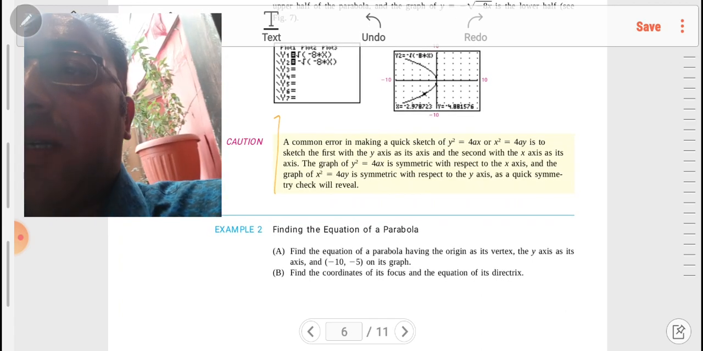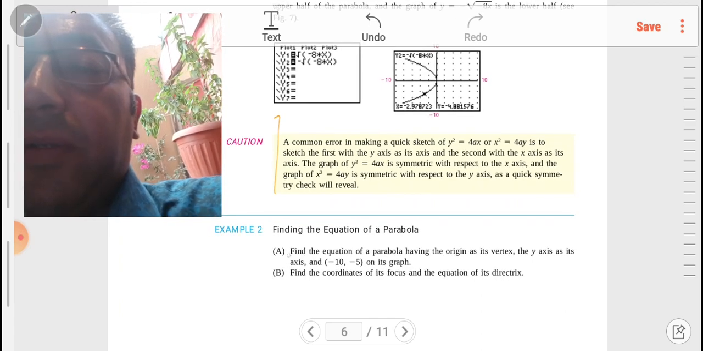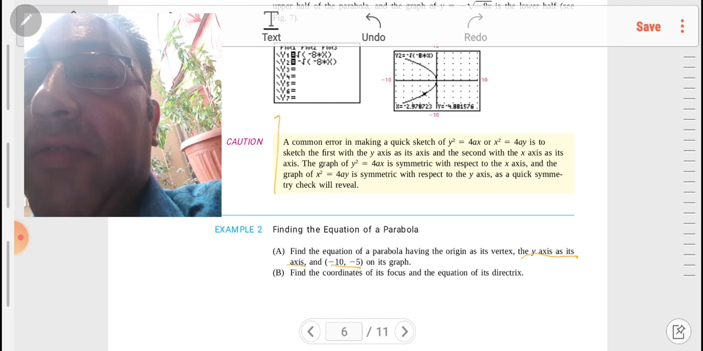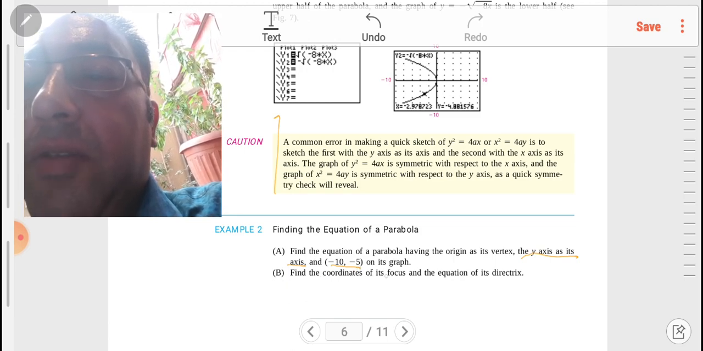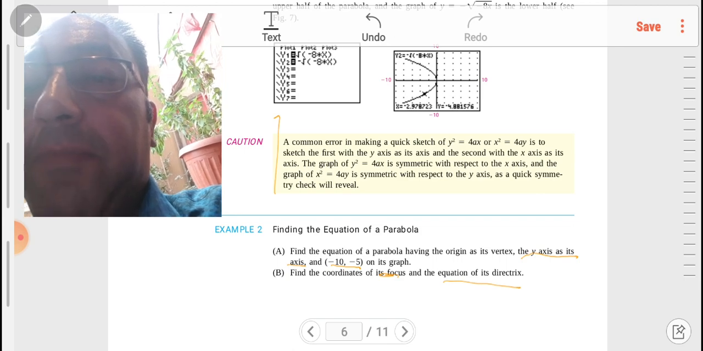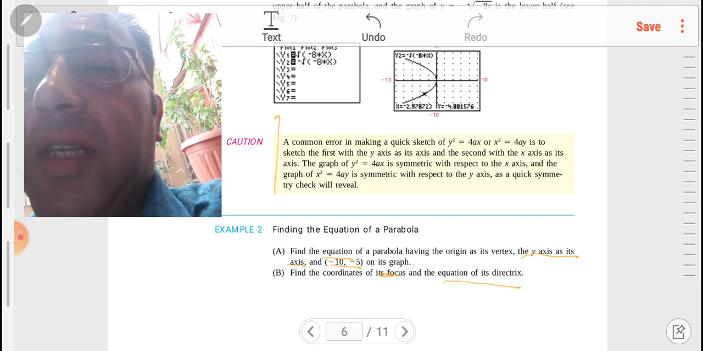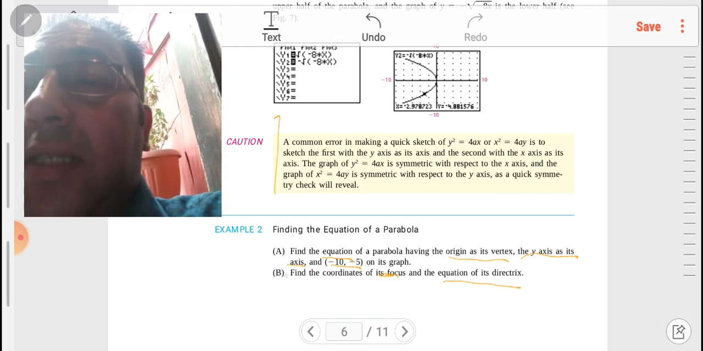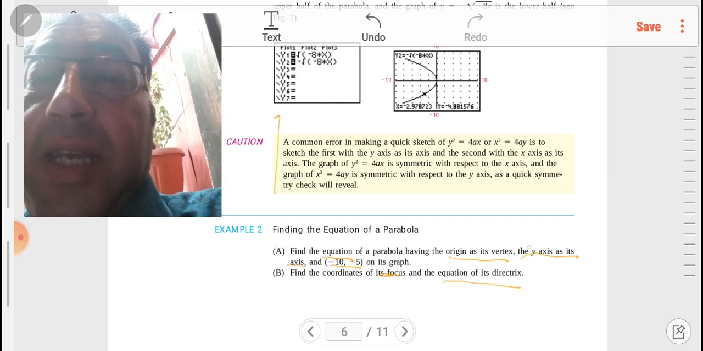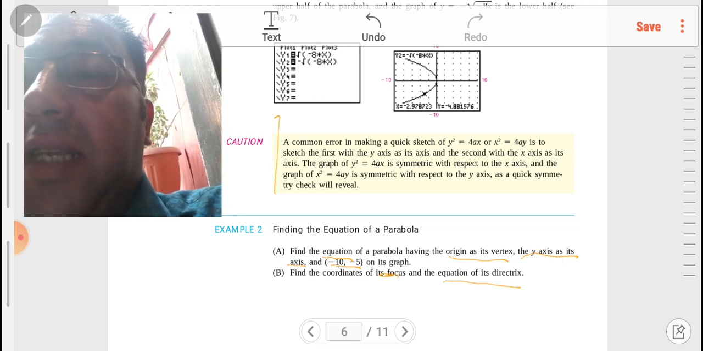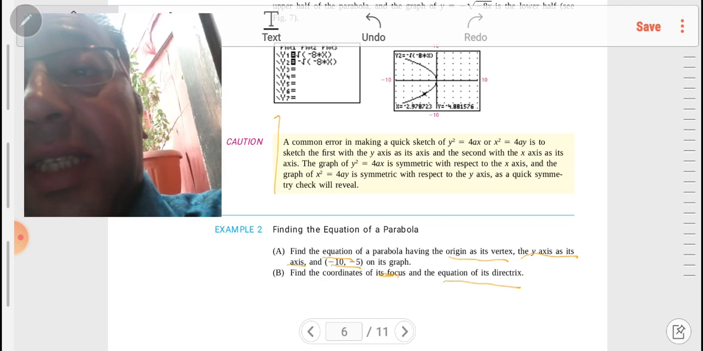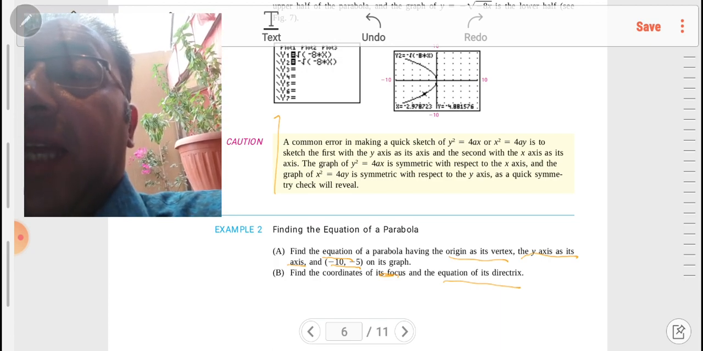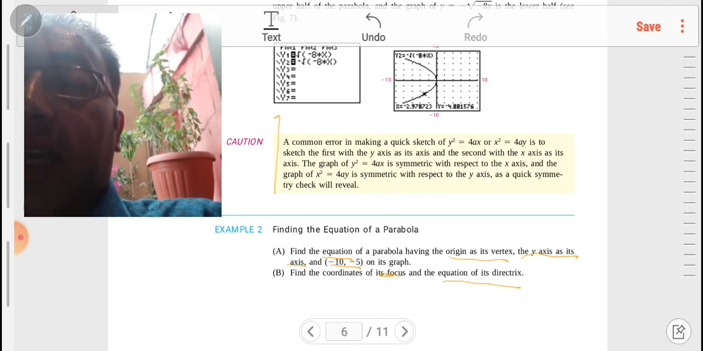Now, how to find the equation of the parabola, vice versa. I'll give you: the y-axis is its axis, and it passes through the point (negative 10, negative 5). Find the coordinates of the focus and write the equation of the directrix. Its vertex is the origin, the y-axis is its axis, and (negative 10, negative 5) is one of the infinite number of points on the parabola. It's like a guide to determine the equation of the curve.